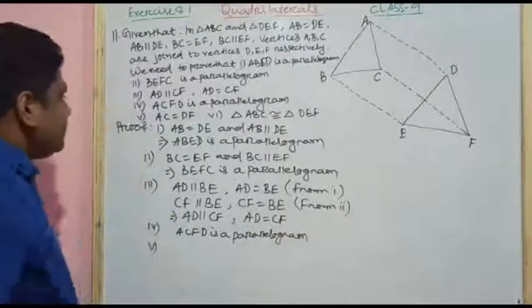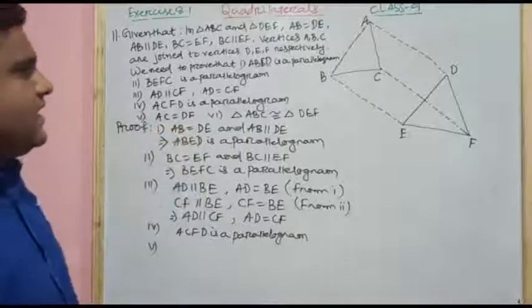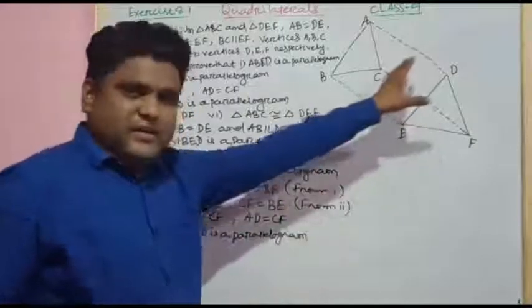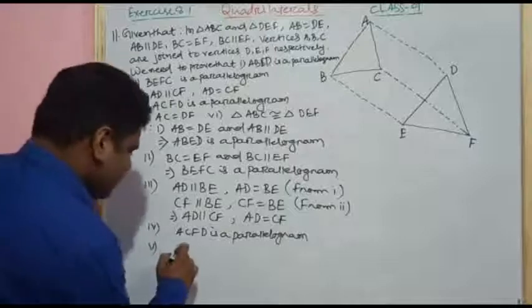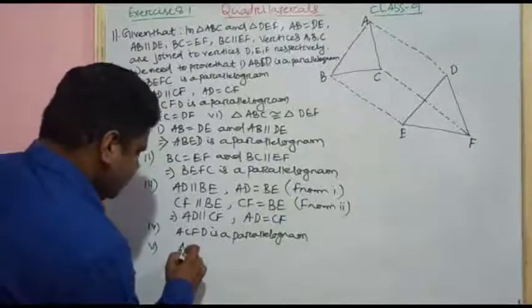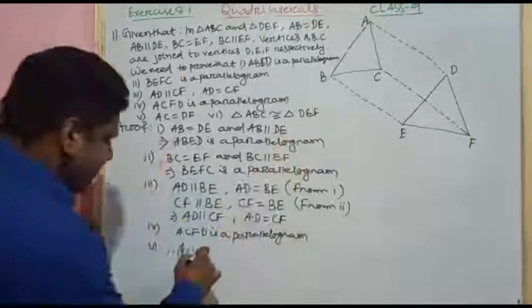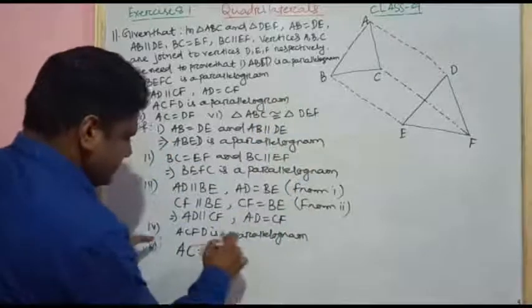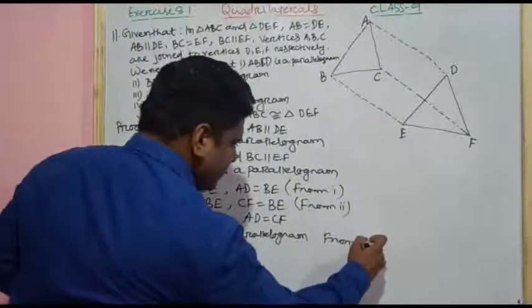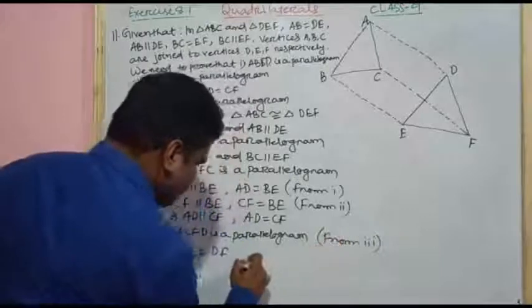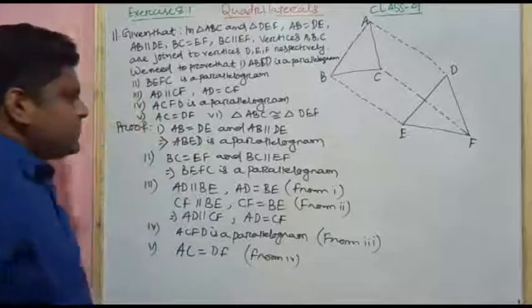Fifth bit, that is, we need to prove AC and DF are equal. ACFD is a parallelogram, so its opposite sides must be equal. This implies that AC is equal to DF. This is from the previous one, this is from third bit and this is from fourth bit.